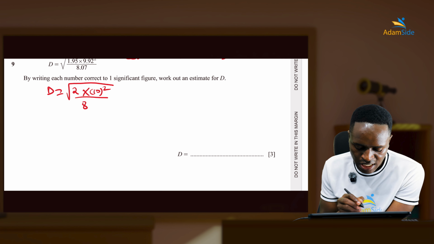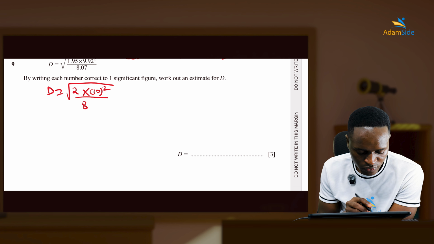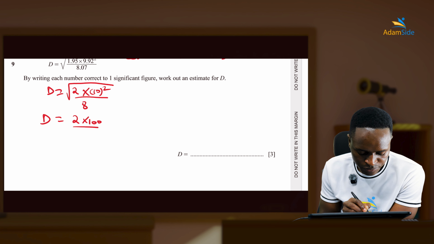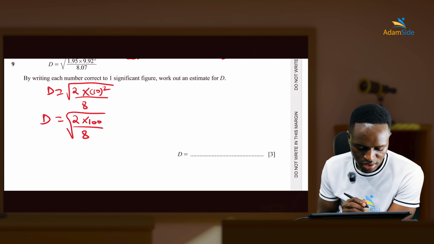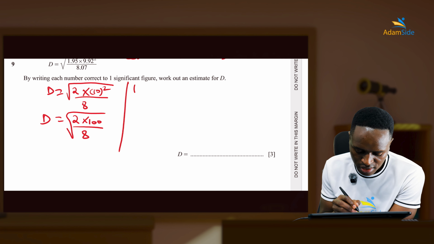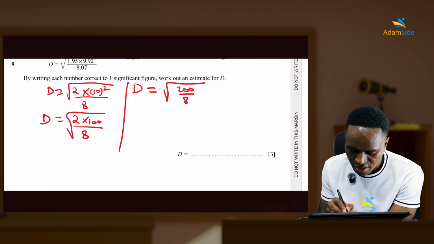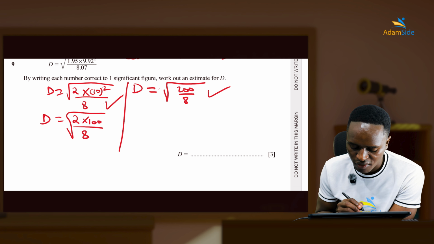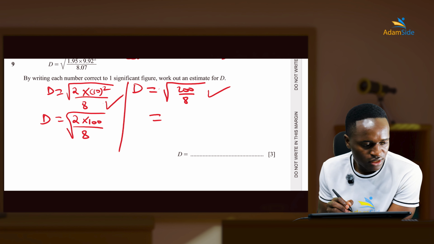And then now we are writing as what would be the value of D. They want what would be the value of D. The value of D will be 2 times 100 divided by 8. Then you find everything square root, which is the same as D is equal to square root 200 over 8. By showing this, you have a mark. Up to there. Then solve.